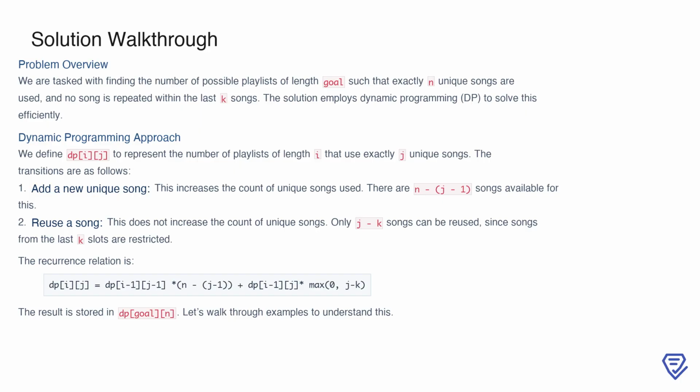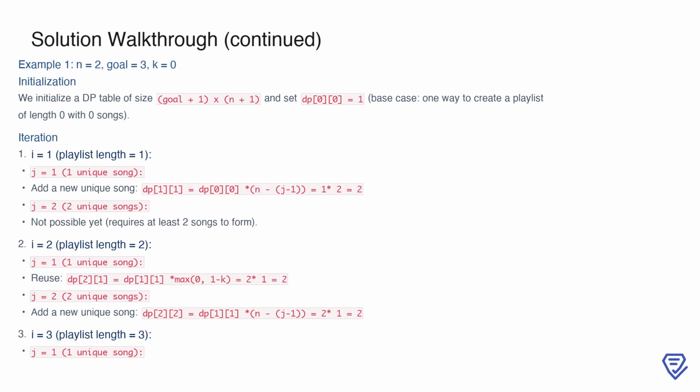Now, let's explore specific examples to see how this works in practice. Consider the case where n equals 2, goal equals 3, and k equals 0. We begin by initializing a dp table with dimensions (goal + 1) by (n + 1), setting dp[0][0] to 1 as the base case. This represents the single way to create an empty playlist with 0 songs. For i equals 1, meaning playlists of length 1, we have one unique song to add. Adding a new unique song results in dp[1][1] being calculated as dp[0][0] multiplied by the number of available songs, which is 2.